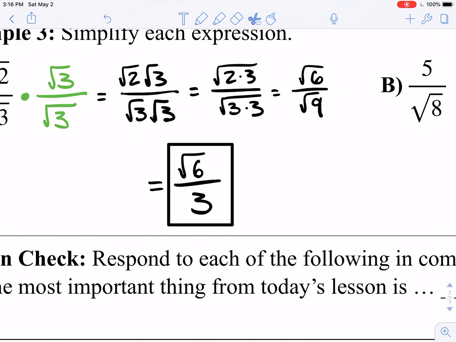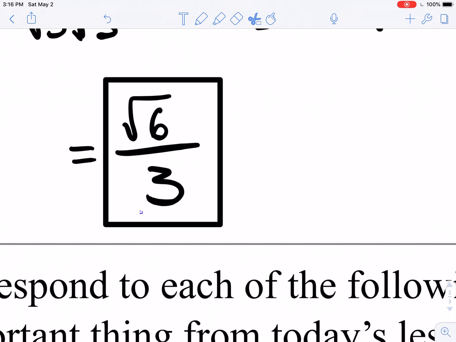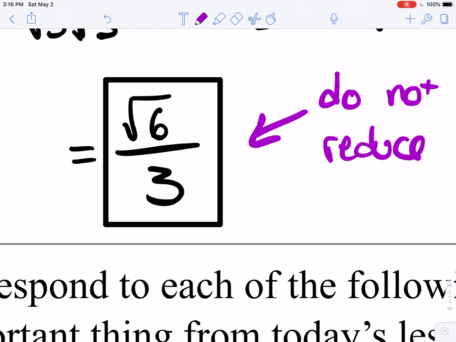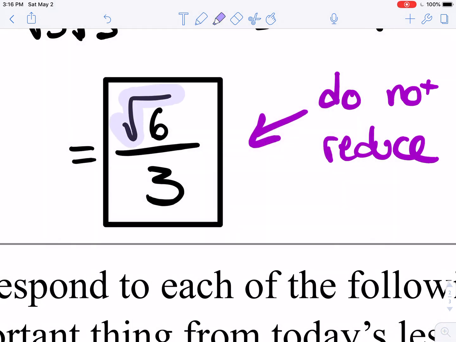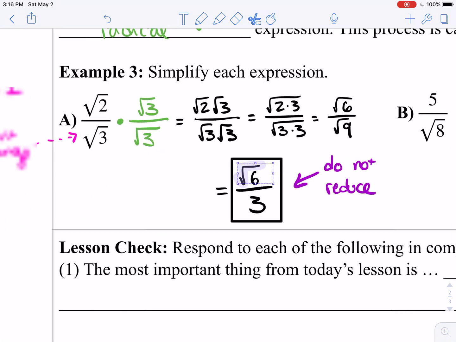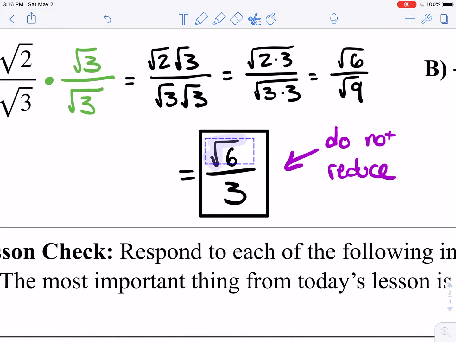Now, you may be noticing, hey, we've got a fraction, and we've got a 6 and a 3 here. So those should reduce, right? Wrong. These do not reduce. Why? Because it's got that square root on top. That doesn't mean this is 6. This means this is the square root of 6. And that cannot reduce. Because it's under a radical, this 6 will not reduce. So that's it. That's as simple as it gets. The square root of 6 over 3.